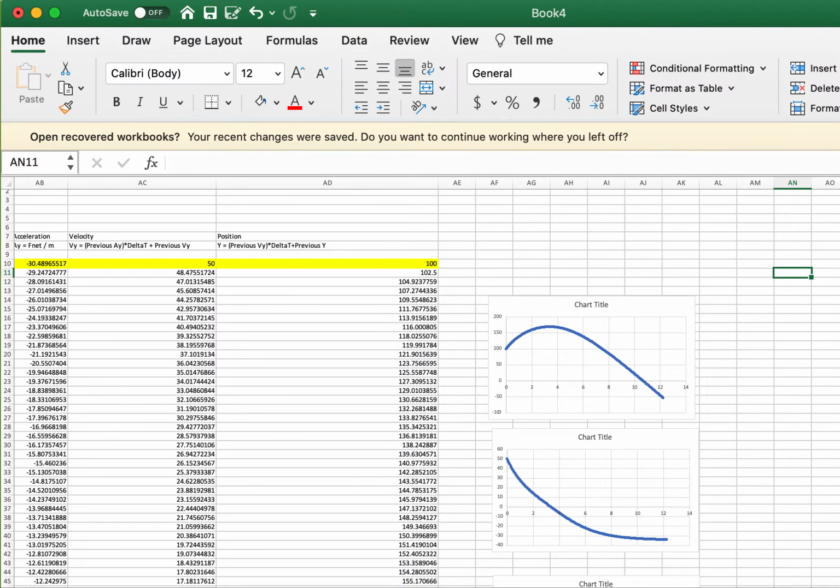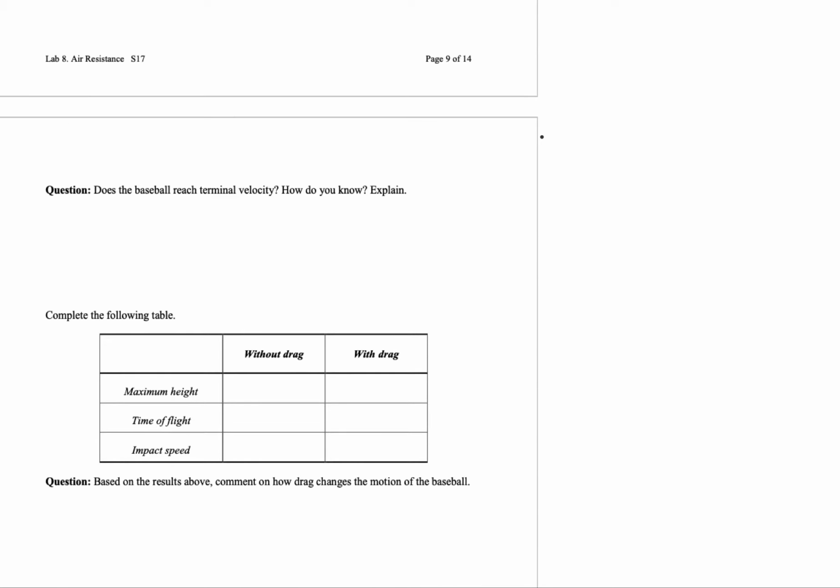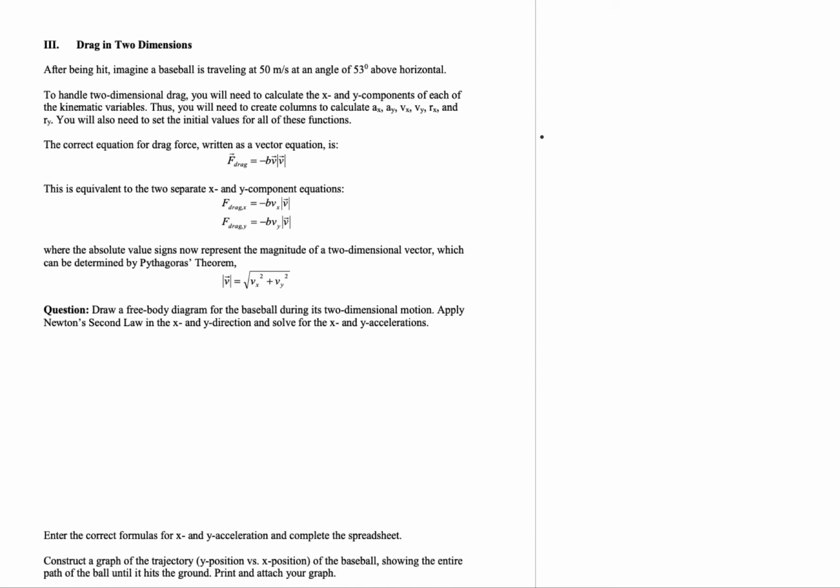Alright, so I hope that explained that. There is a two-dimensional part to this as well. Alright, now what we want is drag in 2 dimensions. So let's say that a baseball is traveling at 50 meters per second at a certain angle, 53.